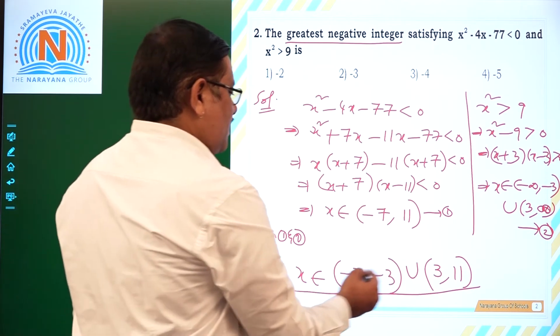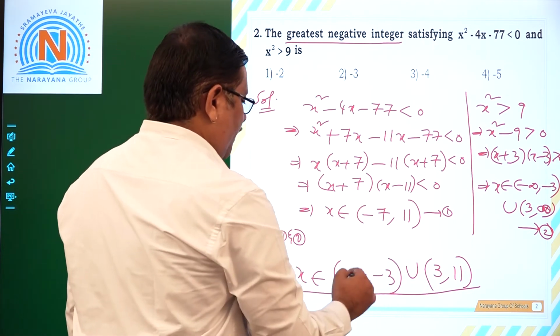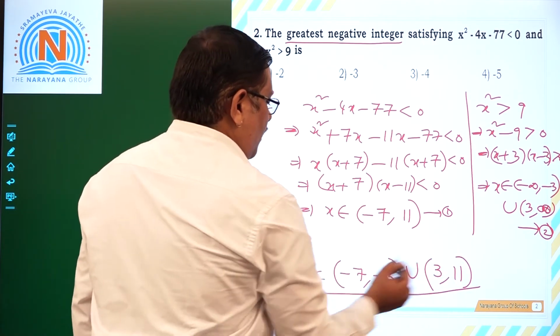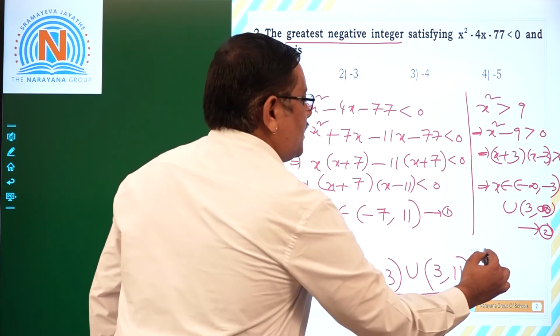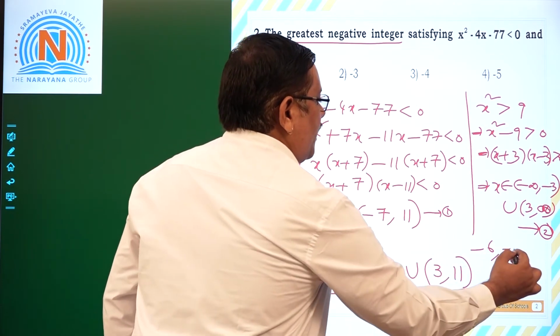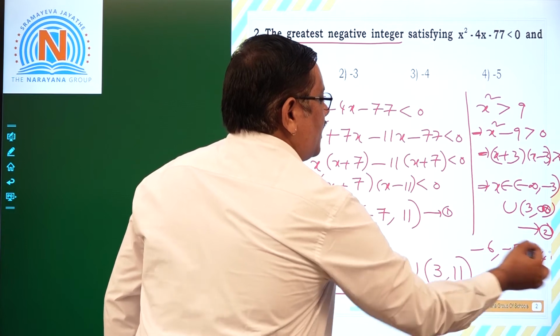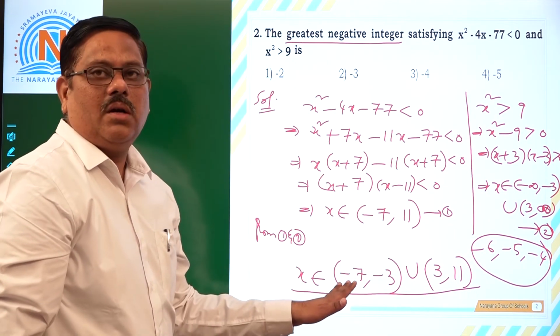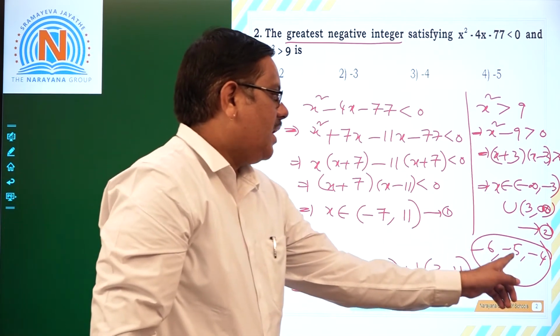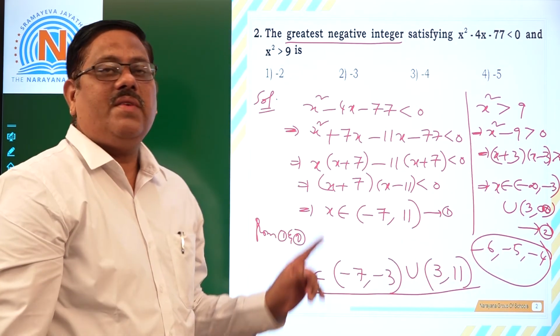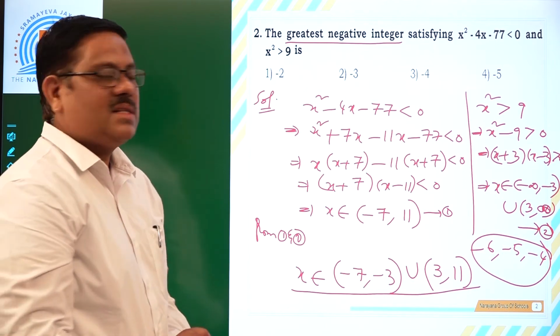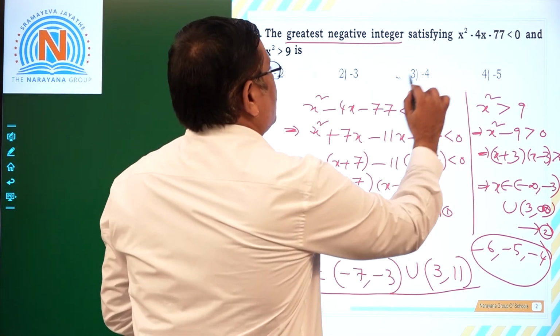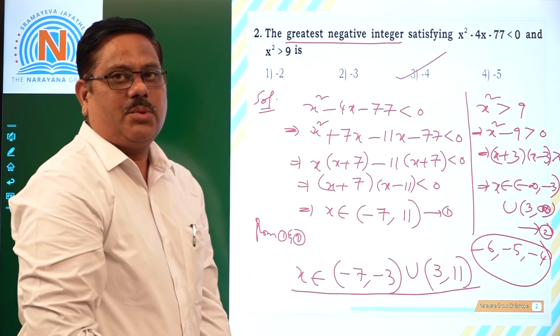So if you look at the integers, what are the possible integers here? Integers for x are minus 7. After that we have minus 6, minus 5, minus 4. These are the negative integers. That's all. We cannot take minus 3 because minus 3 is not included. So minus 6, minus 5, minus 4. Out of these three, which is greatest? The greatest negative integer here is minus 4. So that is the third option.